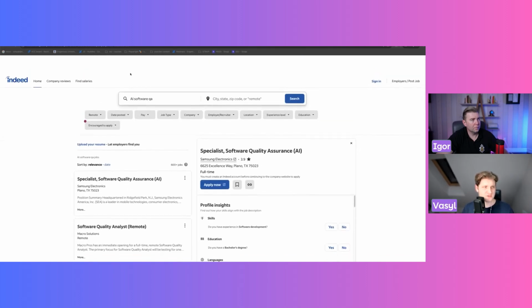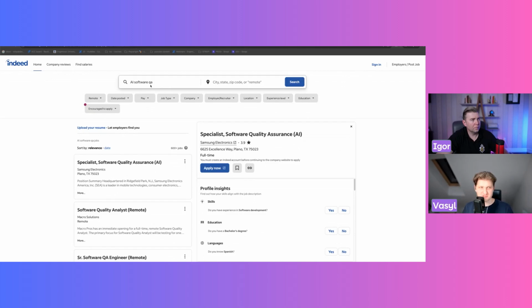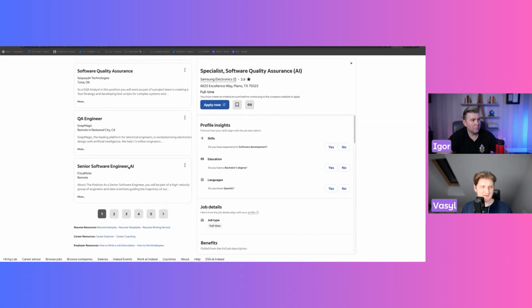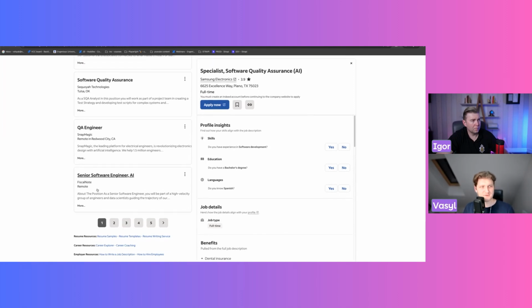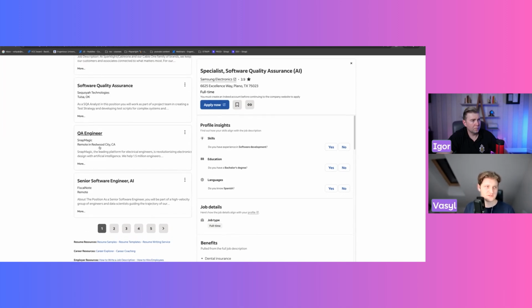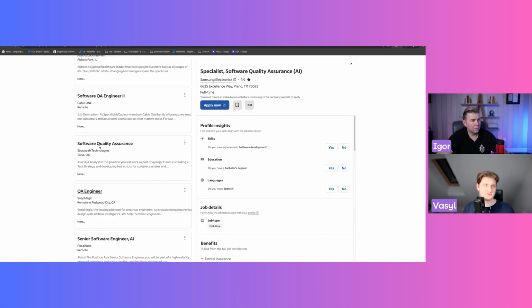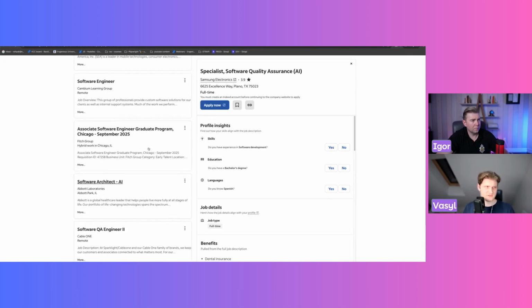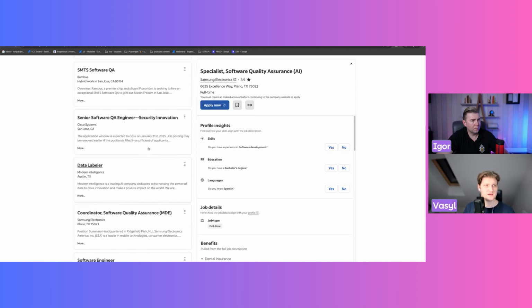This search can also show relevant positions with AI, but I see a lot of AI titles in here. Right there, it's specifically saying that we are looking for a senior software engineer with AI. I don't know if it relates to QA, but I believe so, because Indeed usually shows results generally related to AI. There are also a lot of roles like software architect with AI.